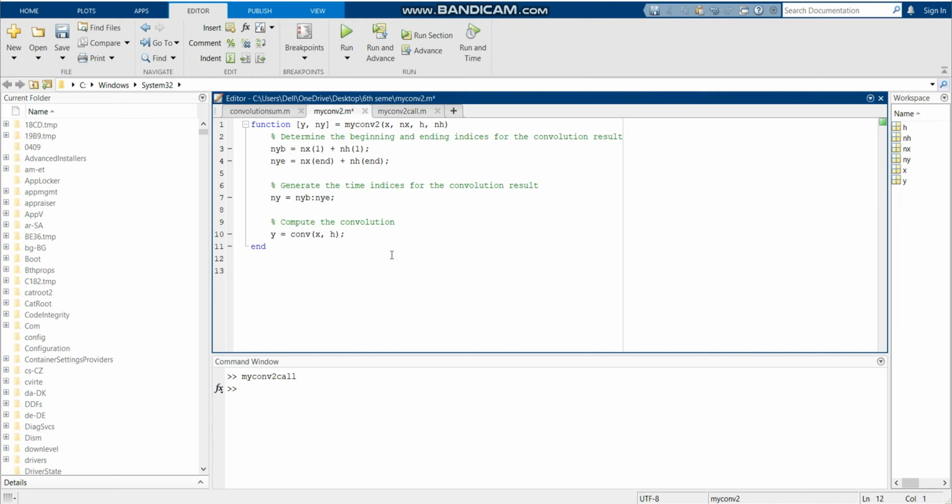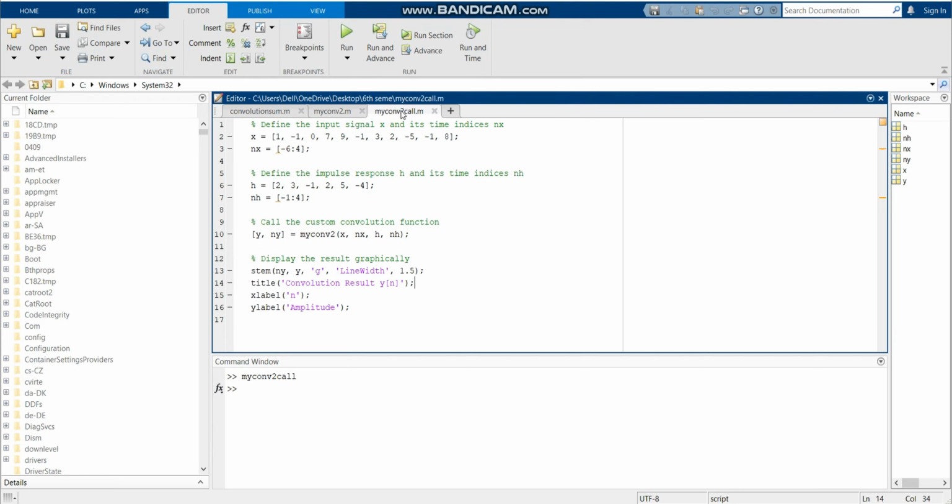This MATLAB code defines a function named myconv2 to compute the convolution of two sequences x and h along with their corresponding time indices nx and nh. The first statement represents the calculation of the starting and ending indices of the resulting convolution sequence by adding the first and last elements of the time indices of sequences x and h respectively. The next line generates the indices for the convolution result, and the resulting convolution sequence y and its corresponding time indexes ny are returned as outputs.